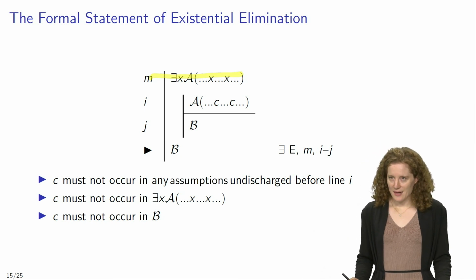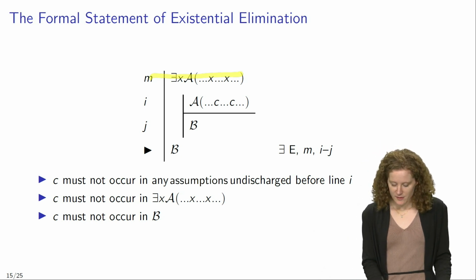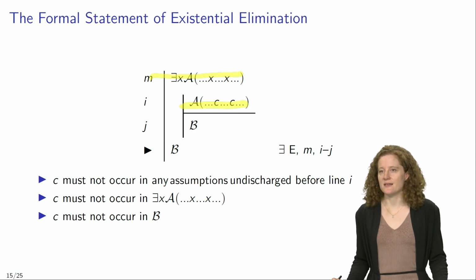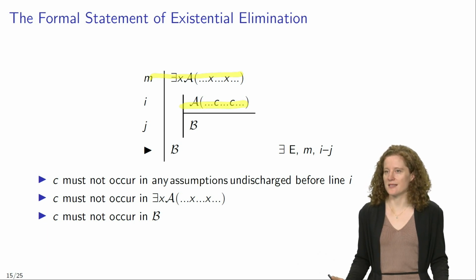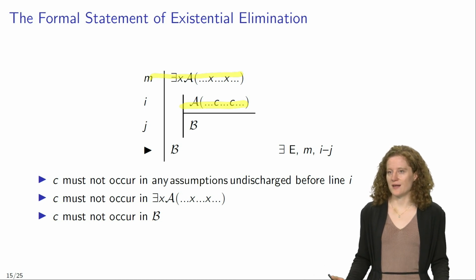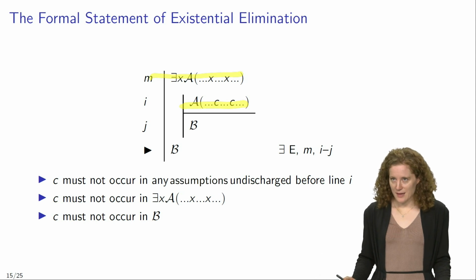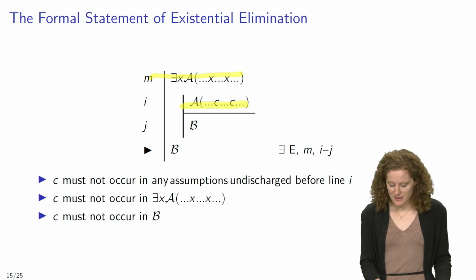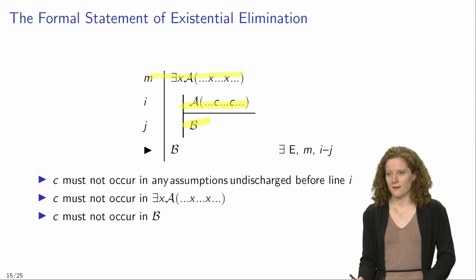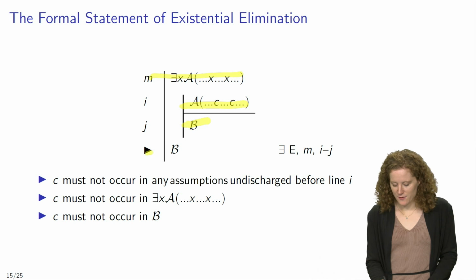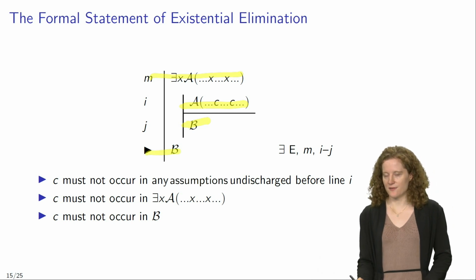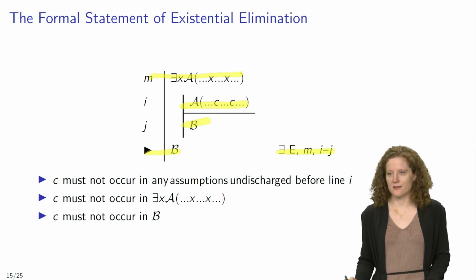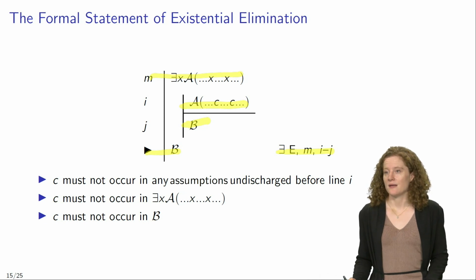And in line I of our proof, we suppose that A(C). So we effectively suppose that C is an object that satisfies the open formula A(x). And under the supposition that C satisfies the open formula A(x), we can infer the sentence B. You may then infer the sentence B and justify this inference by means of existential elimination applied to line M and the subproof from line I to line J.